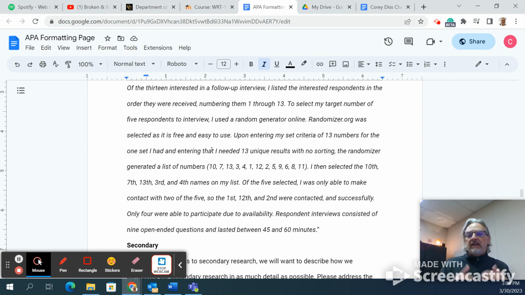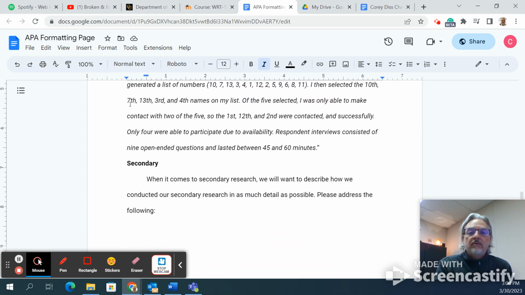And so here's a website I went to, randomizer.org. I put in numbers 1 through 13. I told it to randomize, and I just selected the first, and this is the sequence, right? As I give right here, this is the sequence that it gave me. And so I selected 10, 7, 13, 3, and 4. I was only able to make contact with 2 of the 5. So then the next ones, so I just gave all the details behind it.